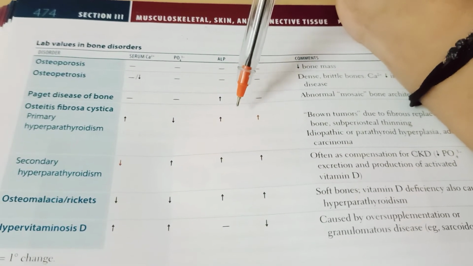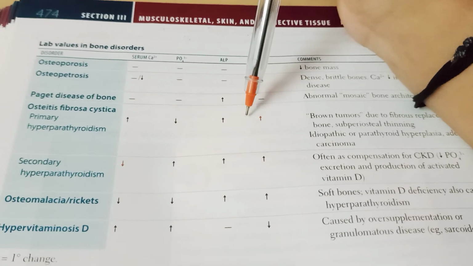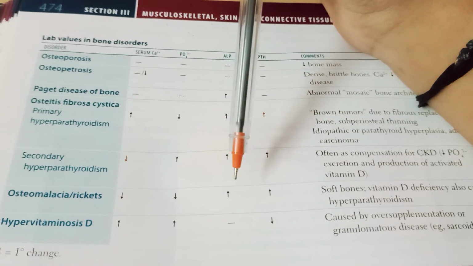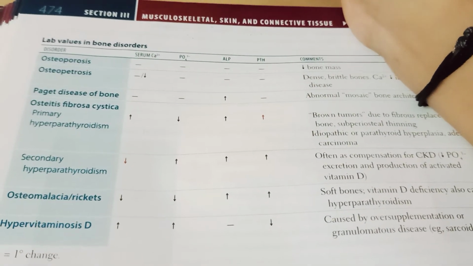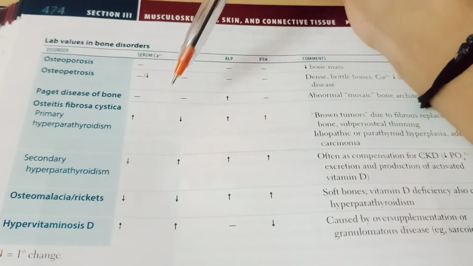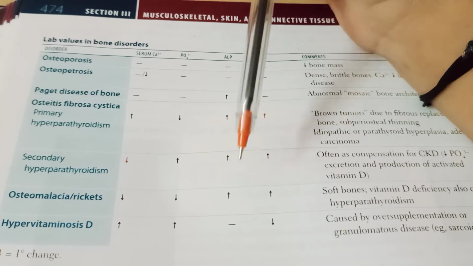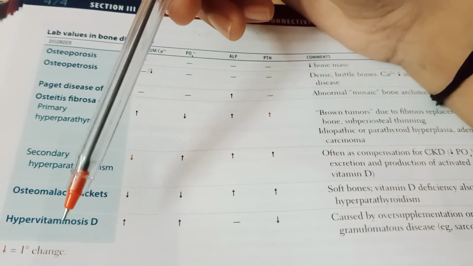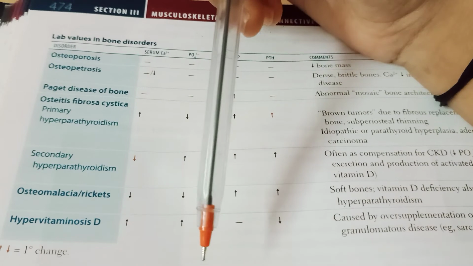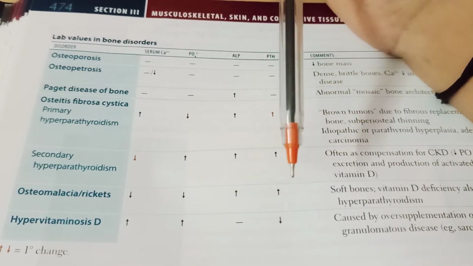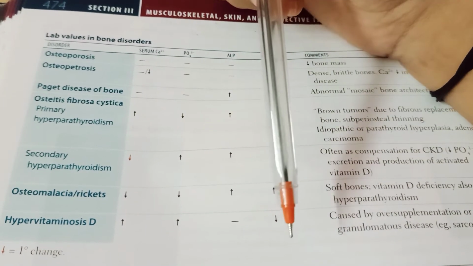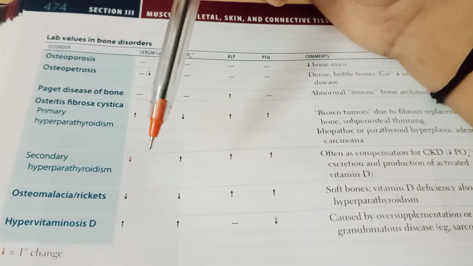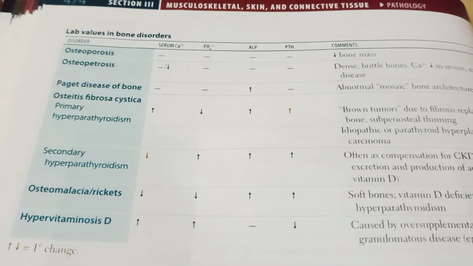Remember that ALP is high in Paget's disease of bone, osteitis fibrosa cystica, secondary hyperparathyroidism, and also in osteomalacia and rickets. In osteomalacia and rickets there is low vitamin D, low calcium, low phosphate, high ALP, and high parathyroid because of the low calcium. Next, hypervitaminosis D. Here the vitamin D is high, so calcium will be high, phosphate will be high, but ALP will be normal and the parathyroid will be low because there is already high calcium. So these are the lab values we need to remember.